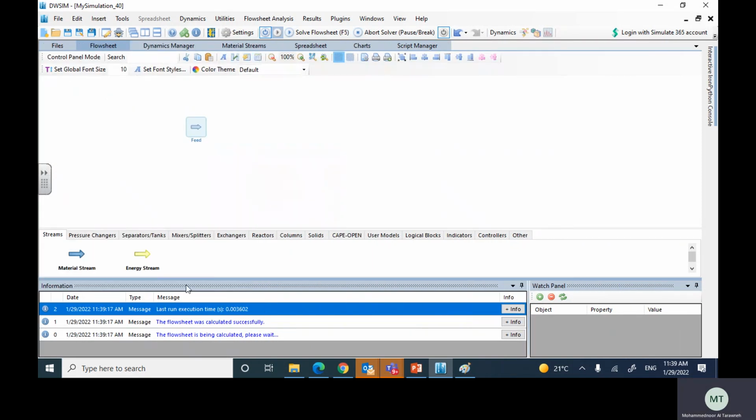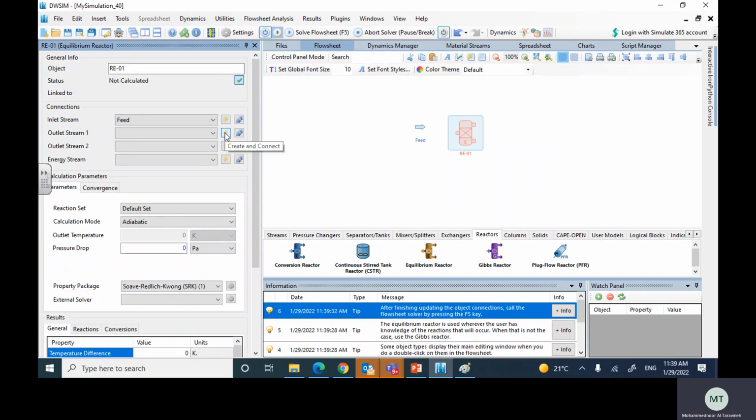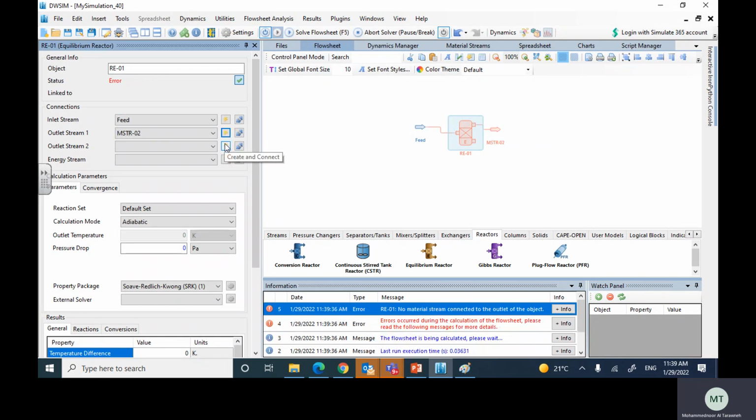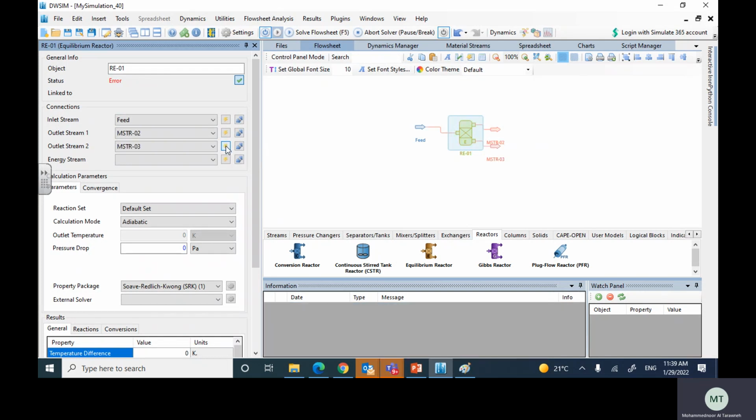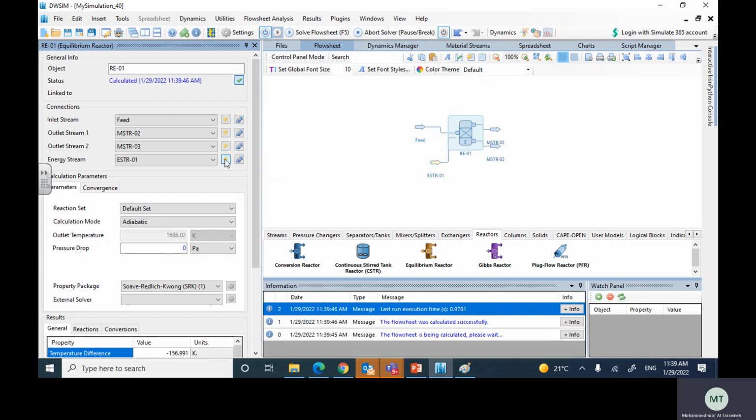Now close this one and go to reactors, choose an equilibrium reactor. Click on the equilibrium reactor. For the inlet stream, it is the feed. For the outlet stream, click create and connect. For the second outlet stream, click create and connect. For the energy stream, click create and connect. And we can choose the calculation method. We wish to have an isothermal process. So from the calculation parameters, switch to isothermal and click F5.